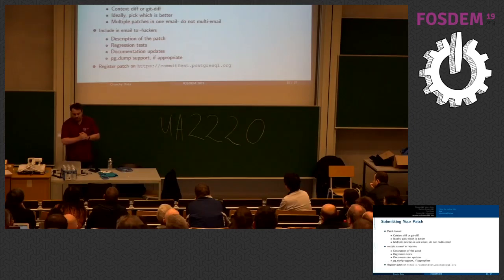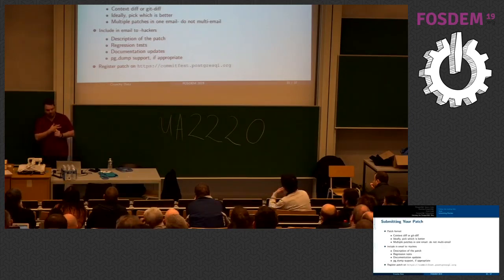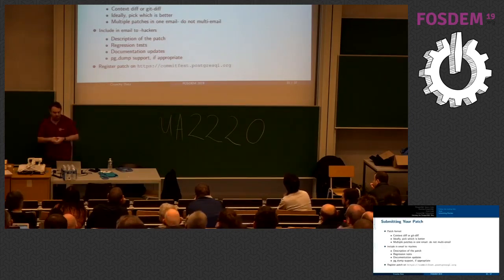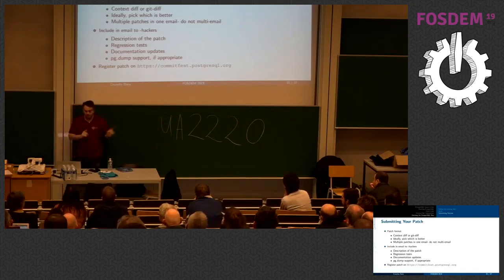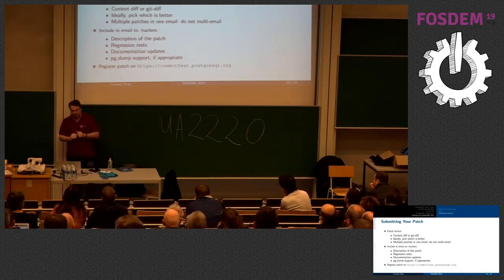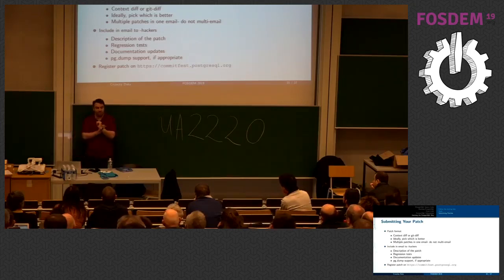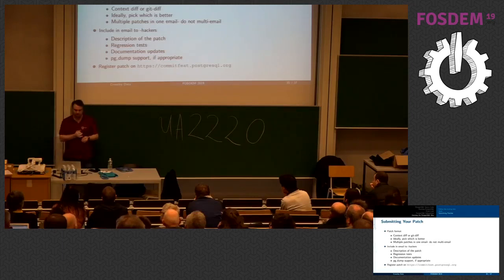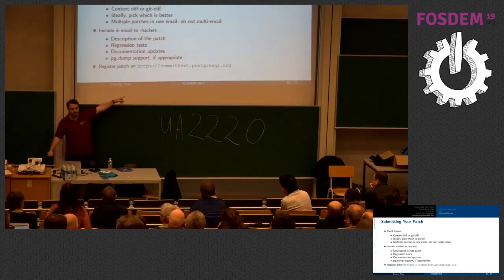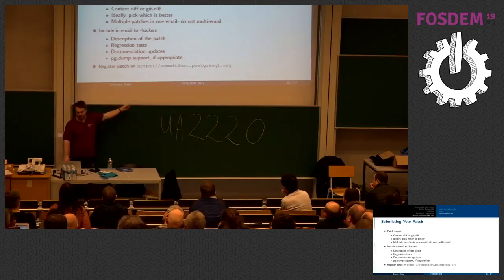When you want to submit your patch, you should be using context diff or git diff. Ideally, just pick whichever one makes it better. We use multiple patches in one email. Don't multi-email. We're not the Linux kernel. Include in your email to hackers a description of the patch, regression tests, and documentation updates. pg_dump support, in particular, is something that's really key when you're hacking on Postgres. And then register your patch on commitfest.postgresql.org, right? This is where we track what patches have been submitted. If your patch is not on here, we probably aren't looking at it.